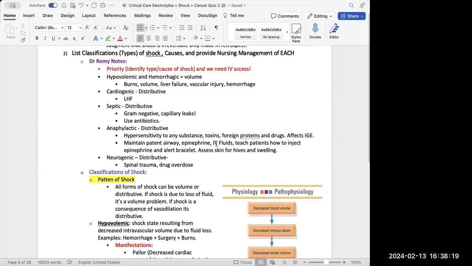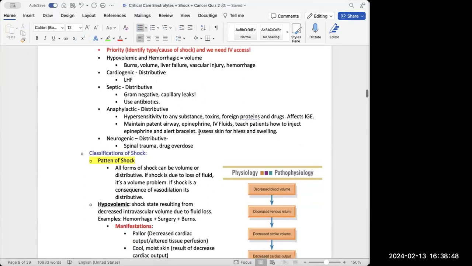Cardiogenic means there's something wrong with the heart. The heart can't do its thing. So think about left side heart failure, something of that sort. And the only thing is I don't know if it's a type of distributive shock. I don't know if it's its own category. I think it's its own, but someone can correct me on that. I'm not too sure. But I know cardiogenic is a type of shock. I just don't know if it's considered distributive or not.